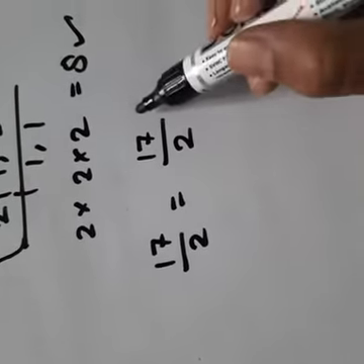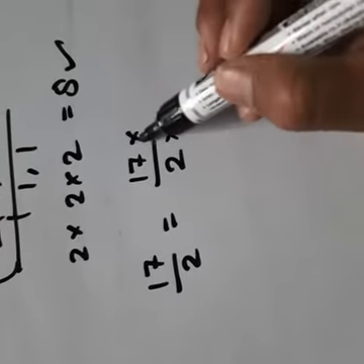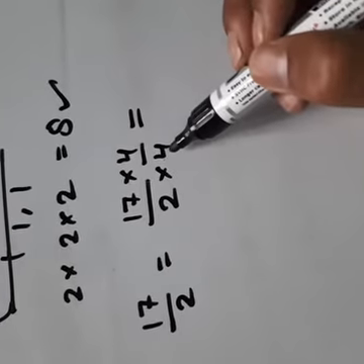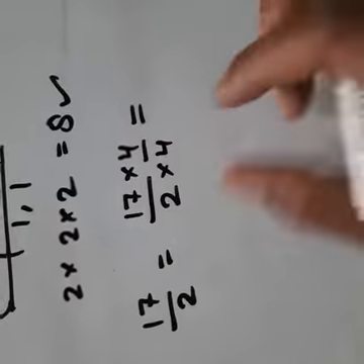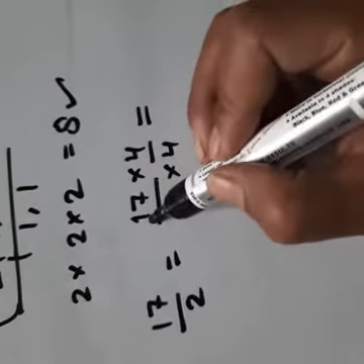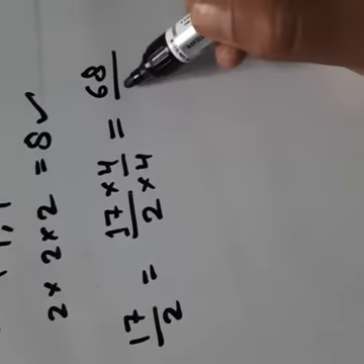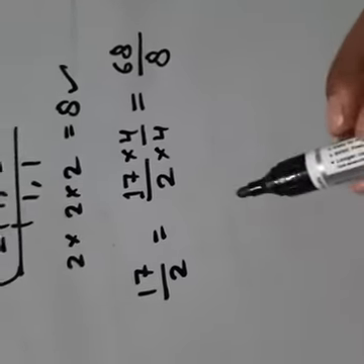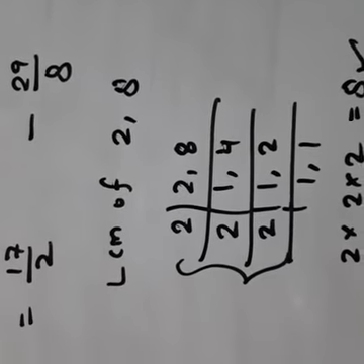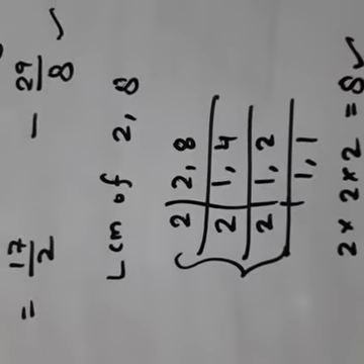So how can we make it 8? 2 multiplied by what becomes 8? 2 multiplied by 4 becomes 8. So we have to multiply both numerator and denominator. Always keep in mind, you must not multiply only the denominator; you have to multiply the numerator by the same number. So 17 into 4 becomes 68, and 2 into 4 becomes 8. The second fraction, 29 upon 8, already has 8 in the denominator, so there is no need to change it.